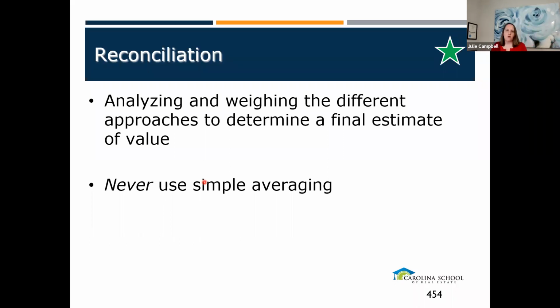Is this a special use property? Or is this an income producing property? Reconciliation is not a simple averaging, but it's a way they weigh their findings. Again, putting the most weight on the approach that fits the property they're trying to find the value on.